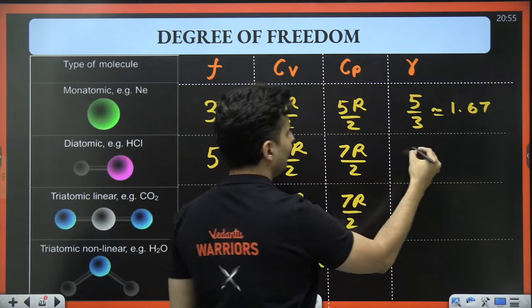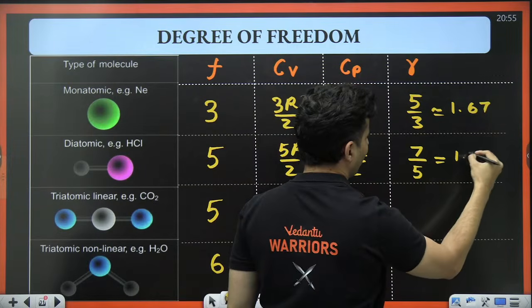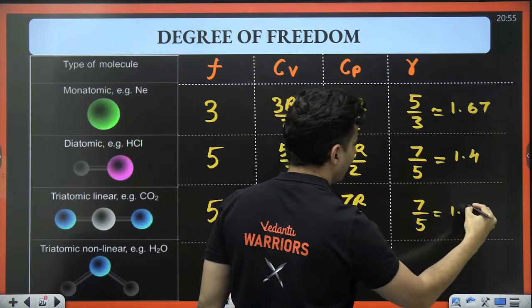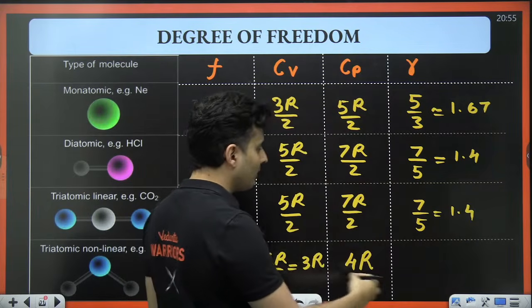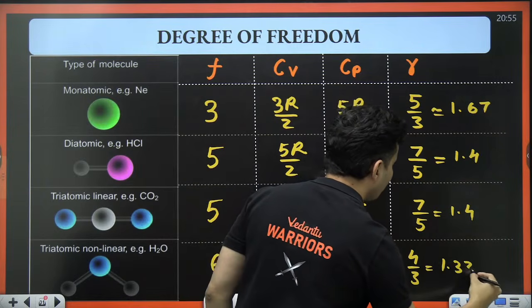This will be 7 by 5, which is nothing but 1.4. This also will be 7 by 5, which is nothing but 1.4. This will be 4 by 3, which is nothing but 1.33.